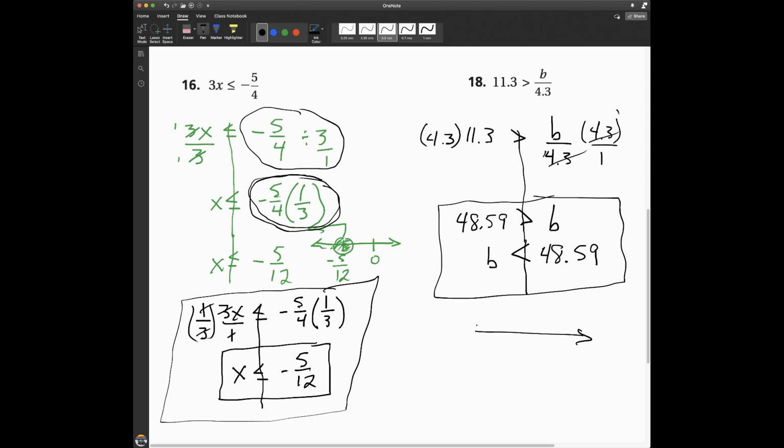And then we can graph that. So I have 0, and let's say right here is where 48.59 lives. I put a circle around there. I go up and to the left since it's less than. I do not shade in the circle because it's just less than. All right.